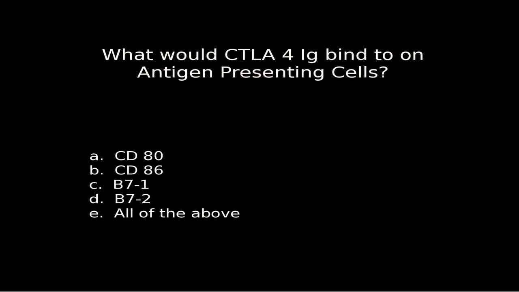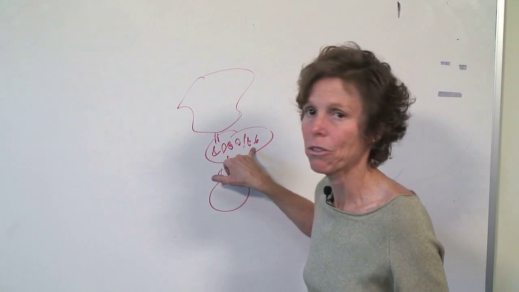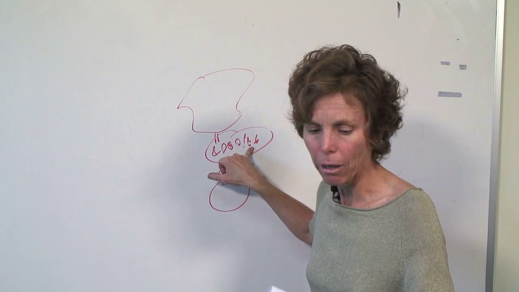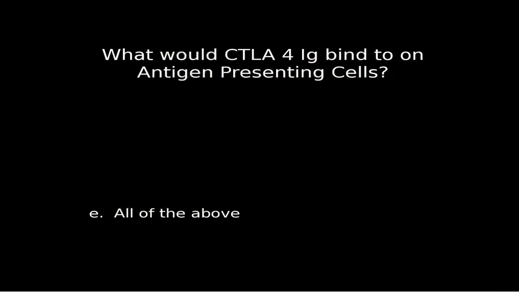Number 17 is, what would CTLA-4 immunoglobulin bind to on the antigen presenting cell? I just covered that right here, but I didn't answer the other two. So it's all of the above, because all those molecules mean the same thing.